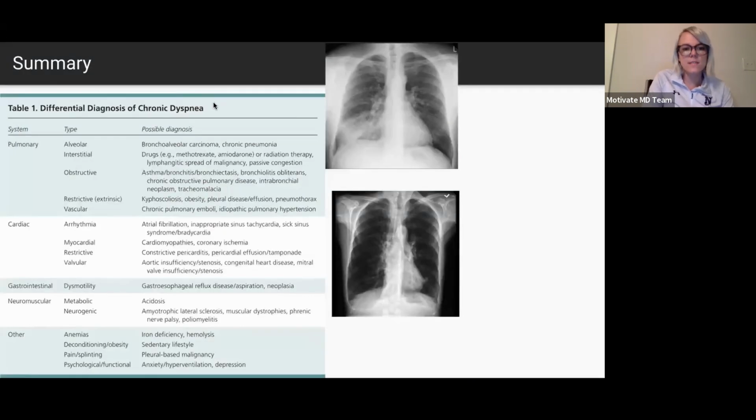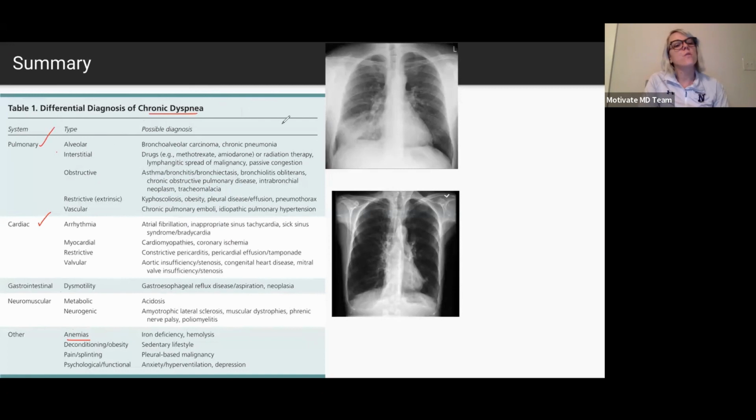Now, this is going to be our summary slide, and we're going to talk about a few other things so as not to take up too much of your time. But remember, the whole thing being that there are many different differential diagnoses for chronic dyspnea. It could be pulmonary in nature, cardiac, gastrointestinal, neuromuscular, or things like anemias.